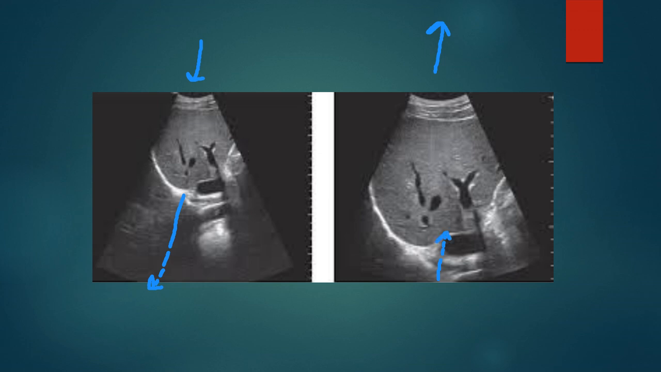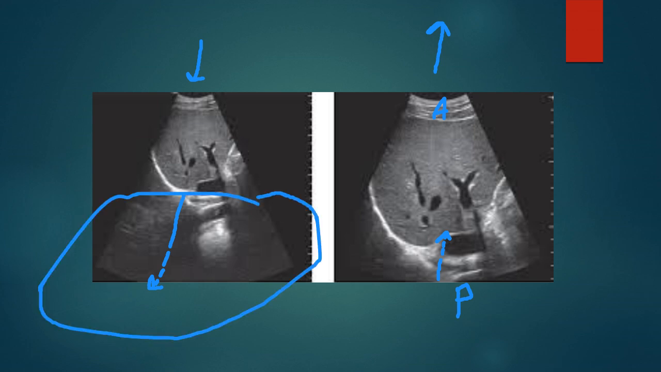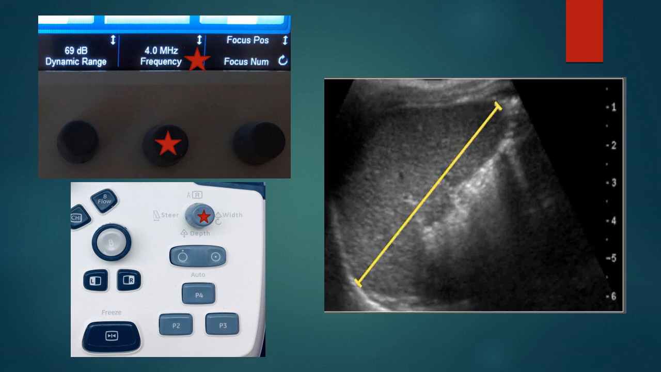Because this is always going to be anterior. This is always going to be posterior. So when we're getting rid of all of that information at the posterior region of our field of view, we are decreasing our depth. Here is what these controls look like on our machine.